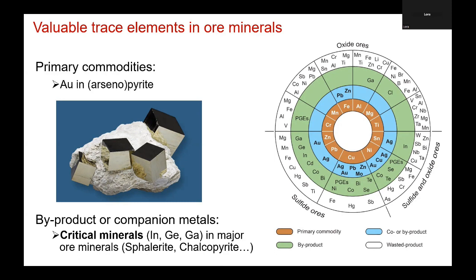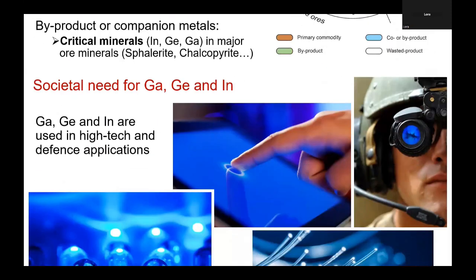So in this case, indium, germanium, and gallium. These are some of the commodities we hear much less about, because they are very small markets, but they are on these high priority government lists. So it's worth having a deeper look at their behavior in our ore minerals.